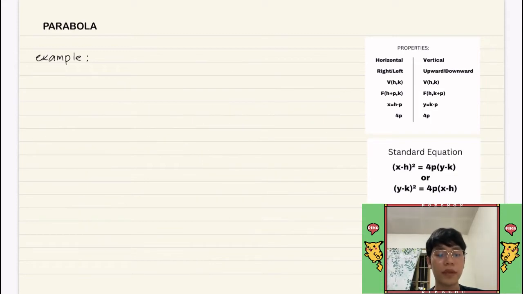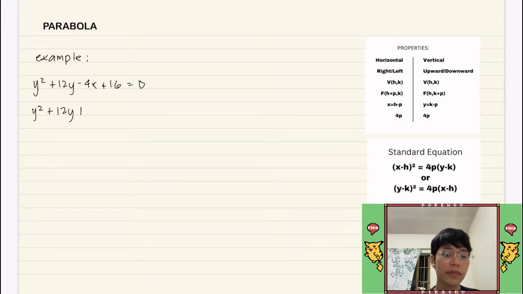Let's have another example. y squared plus 12y minus 4x plus 16 equals 0. So again, we group the numbers with the same variables and transpose the others into the other side of the equation. So we now have y squared plus 12y plus blank equals 4x minus 16 plus blank. So now we fill in the blanks with the perfect square numbers. 12 divided by 2 equals 6, 6 squared equals 36. So now that we fill in the blanks, we can now factor out.